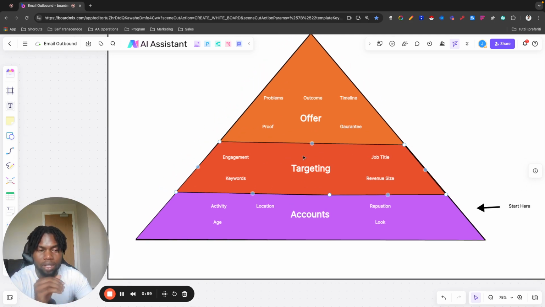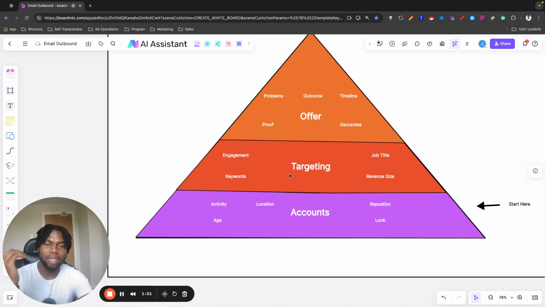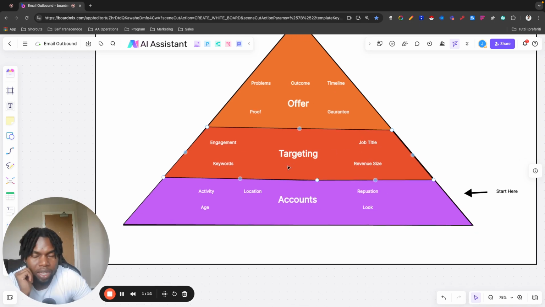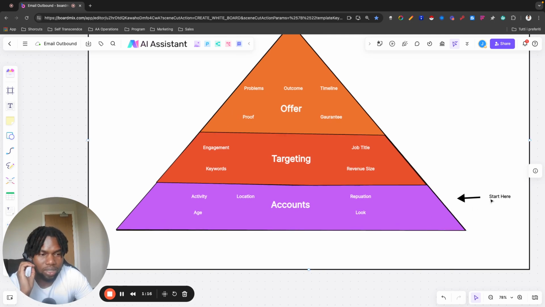Okay. And what I'm doing in this video is breaking down each and every single sector of this triangle so you can implement it into your system and get it to work. Or if you have a broken system, this is how I would go about fixing it, right? So first things first, I'll start straight where this arrow is.